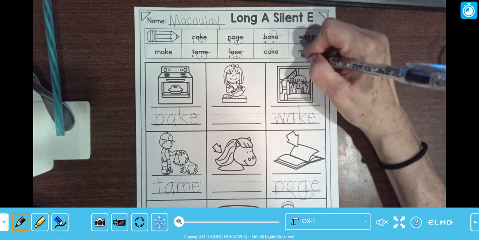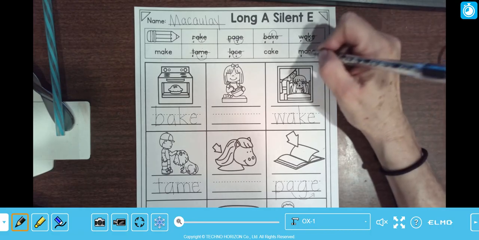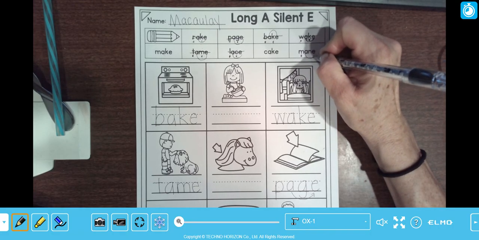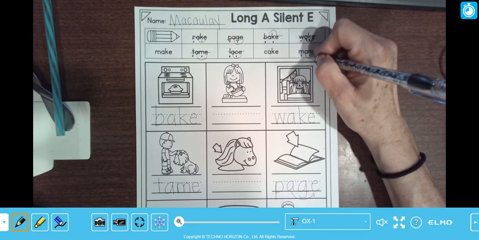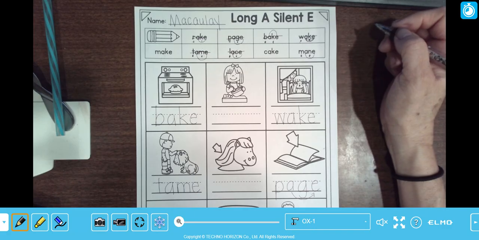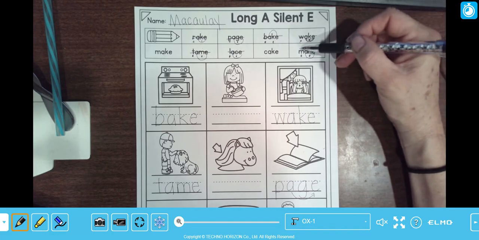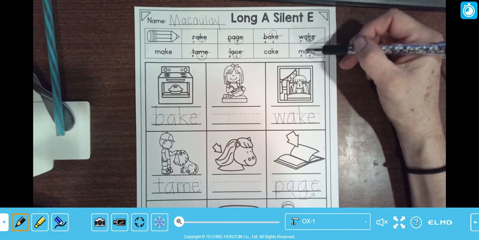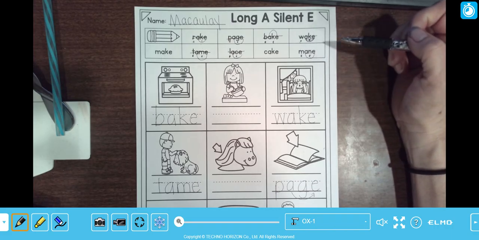Okay, what sound does the M make? Yeah, right? And the A with the silent E at the end, what sound does that make? A, right? And then the N, what sound does the N make? Right? Like nest. Okay, let's read it. M, A, N. What word is it?